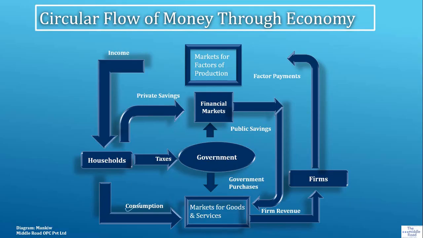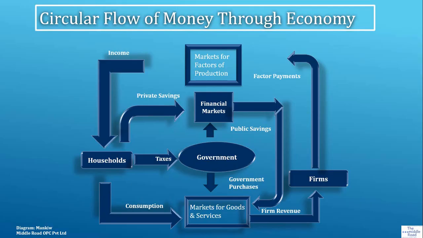They're consuming, which becomes the revenue for the firms for whatever goods and services they take. They are taxed by the government, so this government taxation goes to government purchases, which we see here. Otherwise, they put their savings into financial markets. These financial markets become another way for the savings to come back into the market for goods and services.